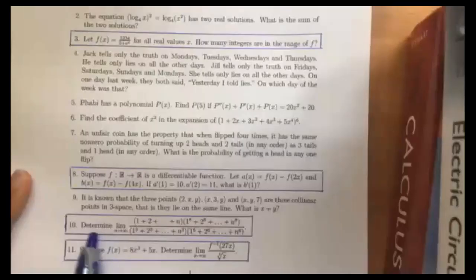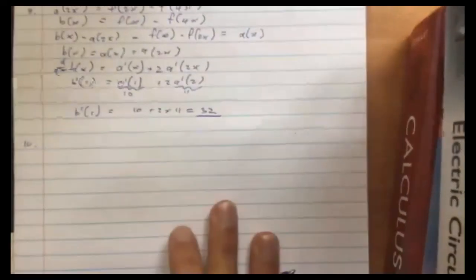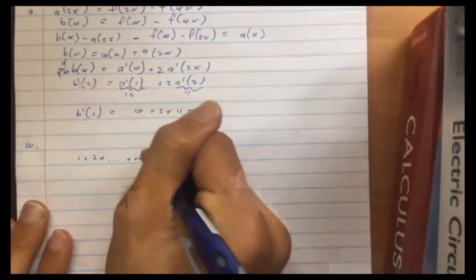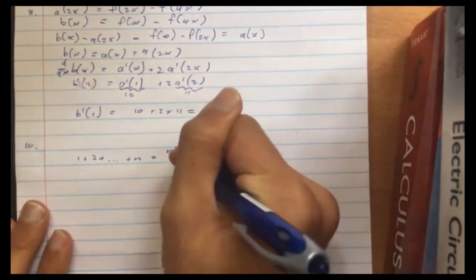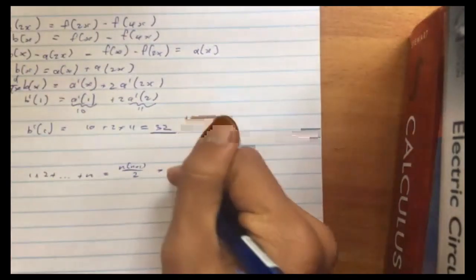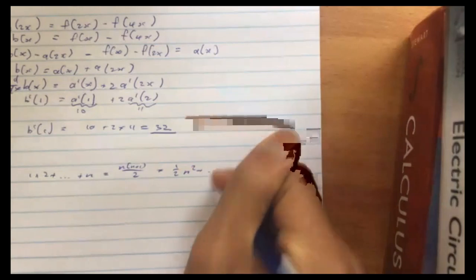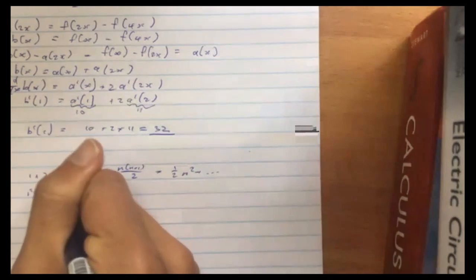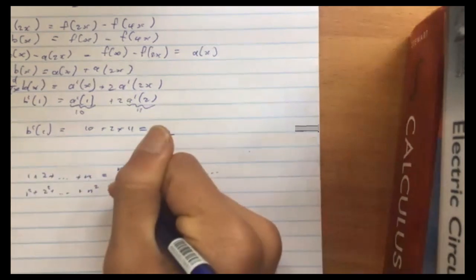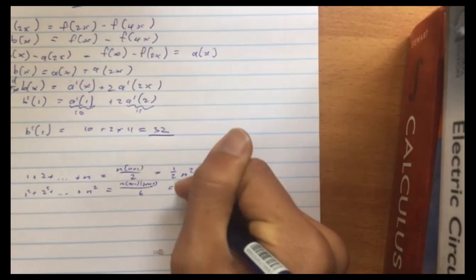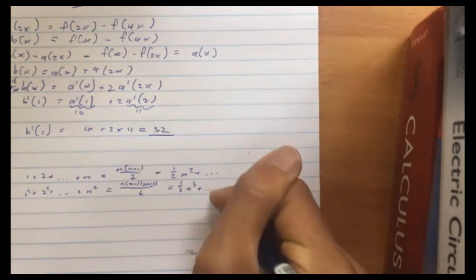Okay. Next question is this lovely limit over here. The way that I approach this is to notice that I know that this is n times (n plus 1) over 2. That's just the sum of all positive integers up to n, which is a half n squared plus something. Then if you do the same thing but with squared terms, you get n times (n plus 1) times (2n plus 1) over 6, which is a third n cubed plus something.